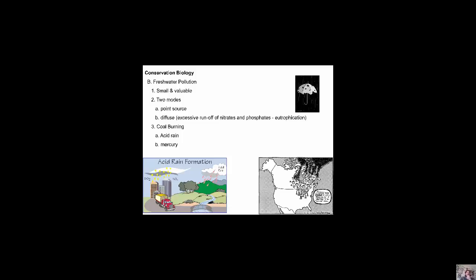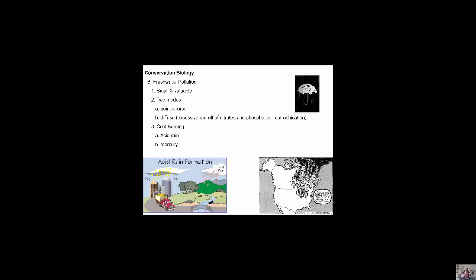Then we're going to single out coal burning pollution. So coal pollution is pretty rough. This is because coal burning is for our power plants. Most of the power in the U.S. comes from coal burning power plants.